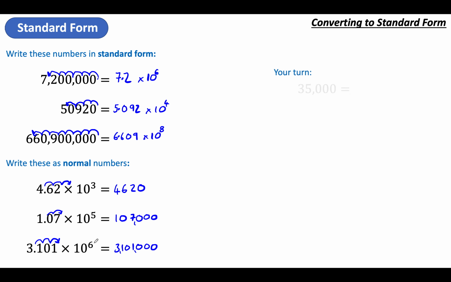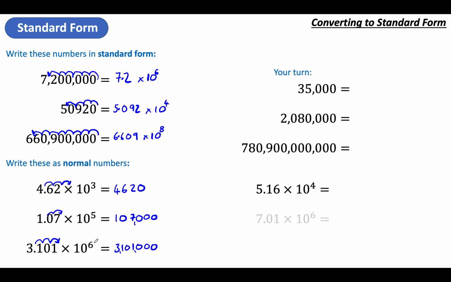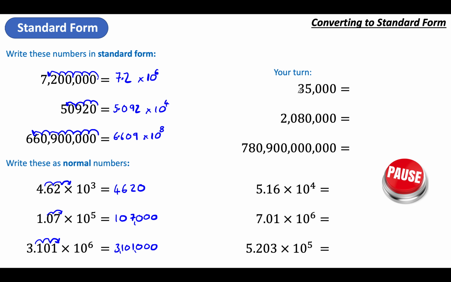All right. Okay, your turn. There's some numbers. I want you to put the top ones in standard form and the bottom ones as normal numbers, please. So pause and then unpause when you're done. Okay, you've unpaused. Right, so this would be 3.5 times 10 to the power of 1, 2, 3, 4 jumps there. 10 to the power of 4.